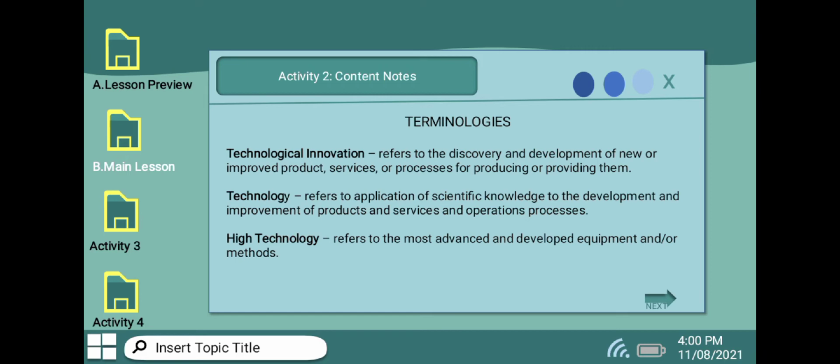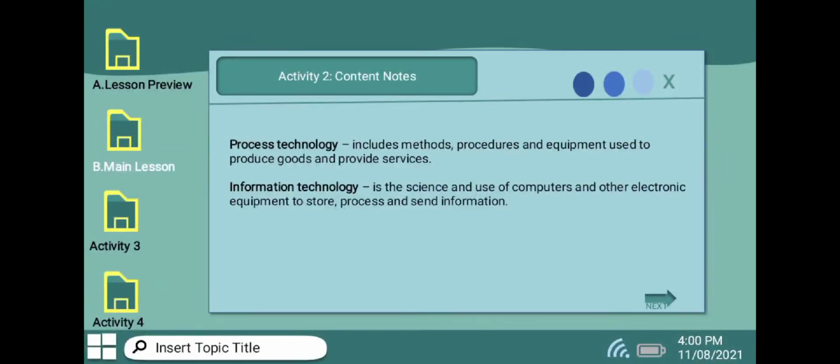Okay, next. Process technology. It includes methods, procedures, and equipment used to produce goods and provide services. Okay, that's so simple to understand. It says that the process technology is at the heart of many industrial, manufacturing, and production plant operations. This also refers to chemical processing used to refine raw materials into finished products.